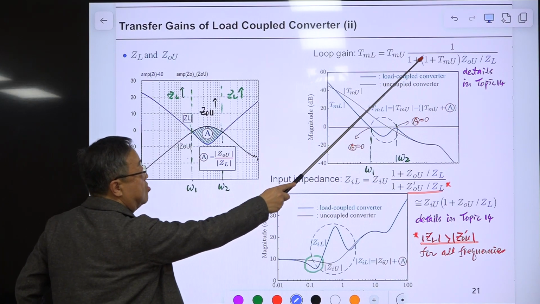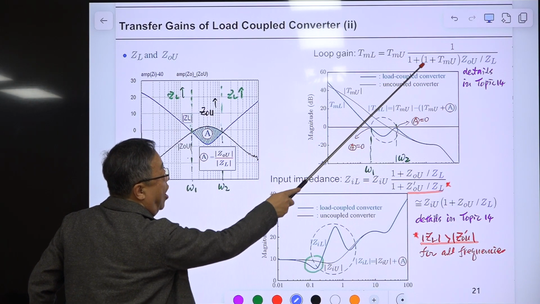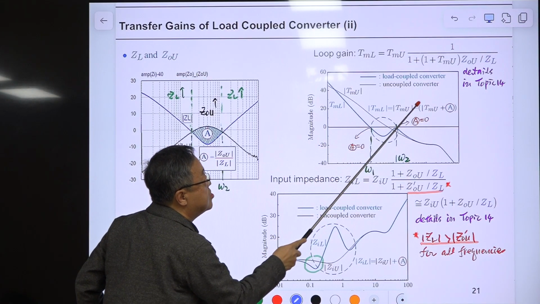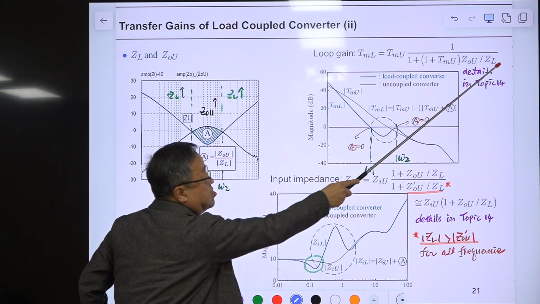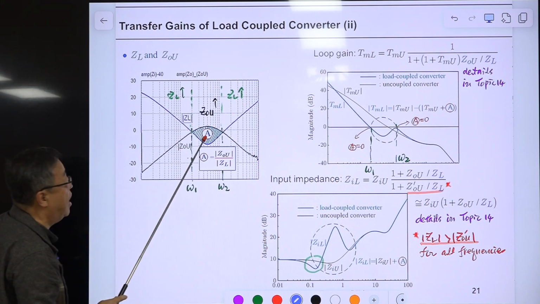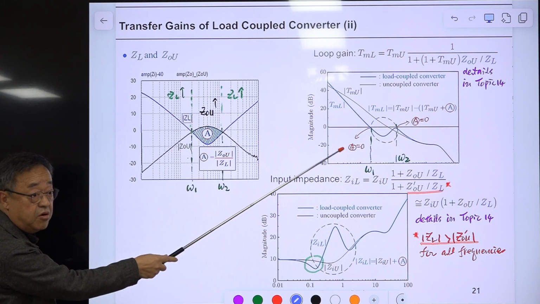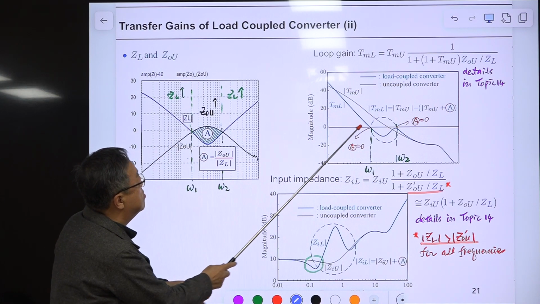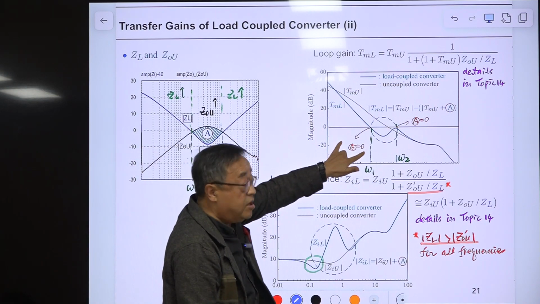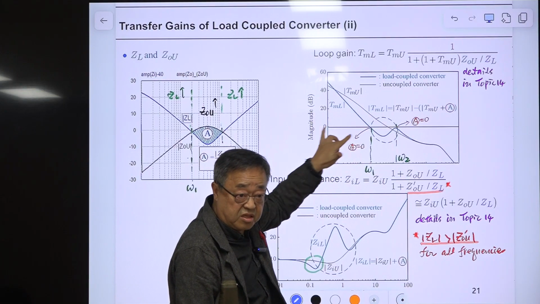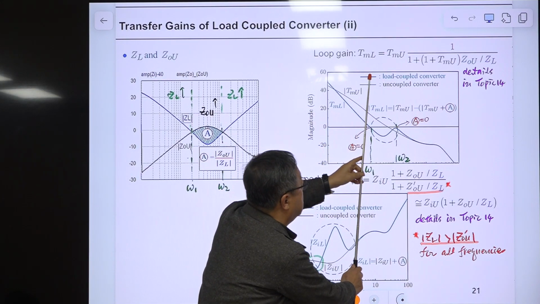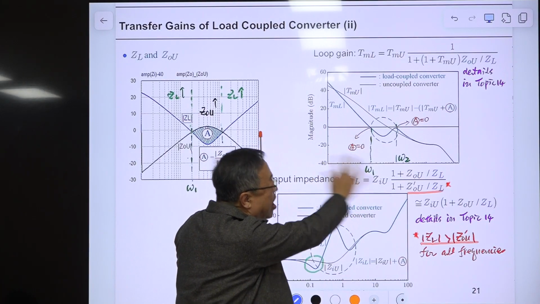Minus is coming in the denominator. You ignore 1 because they are large. Then you multiply this, then this is GMU plus this is A. Right? So A is coming here again. We analyze this in detail in the next topic. Okay. So let me postpone discussion about this, but you can analyze everything.